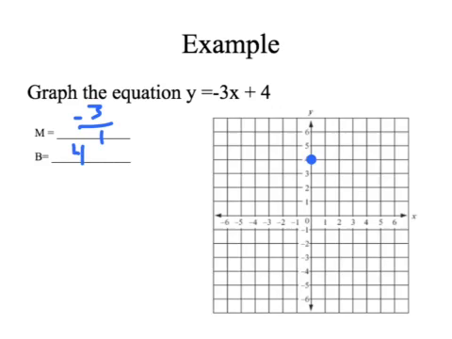Now from that point, I need to do my slope. So the top number tells me I need to go down 3 since it's negative. The bottom number tells me I need to go to the right 1. So from the point I already have on the graph, go down 3 and right 1 and put a point. I have 2 points on the graph now, so I can finish the problem by drawing my line through those 2 points. And that is it.